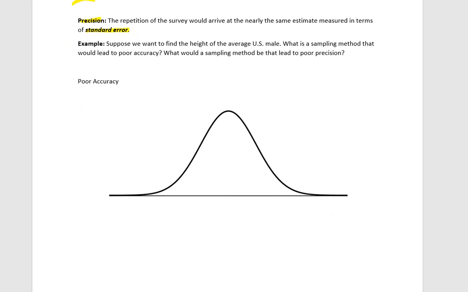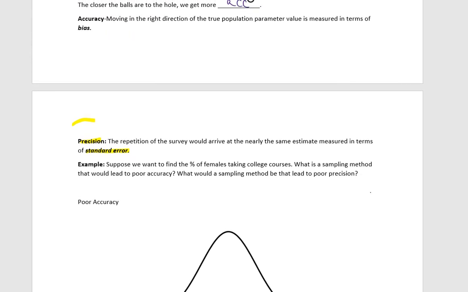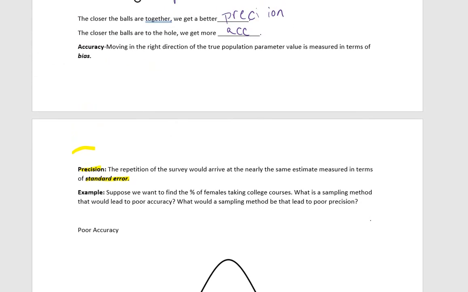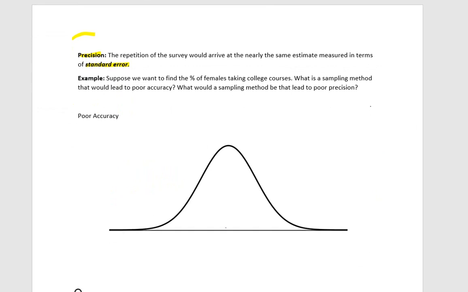Now, for this next example, let's say that we want to know the percentage of females taking college courses, okay? First, we want to look at a sampling method that would have poor accuracy, and then we want to look at one that would have poor precision. So let's go ahead and look back up and see what poor accuracy would be. Accuracy would mean that we would be looking at something that's biased. So let's say that the true population proportion of women taking college courses is 60%.